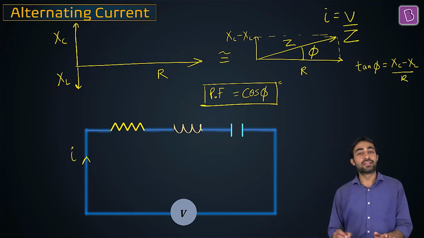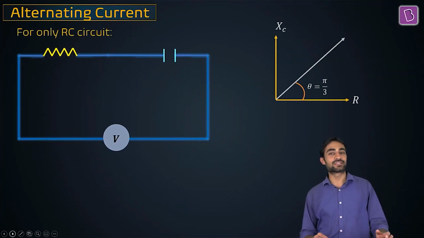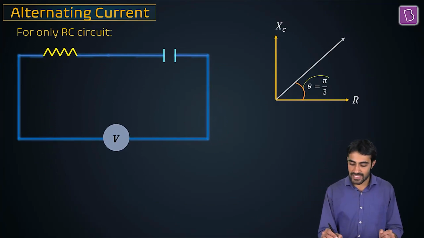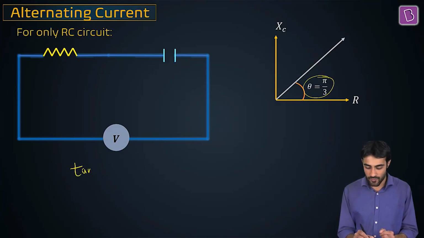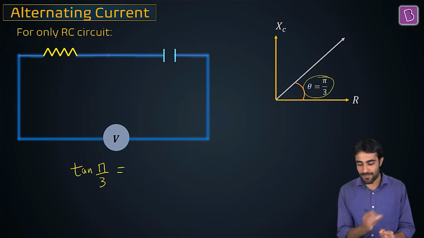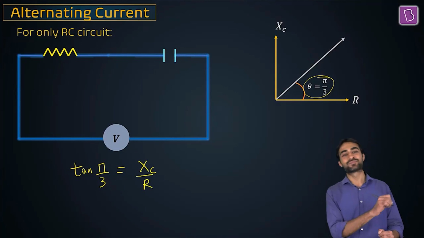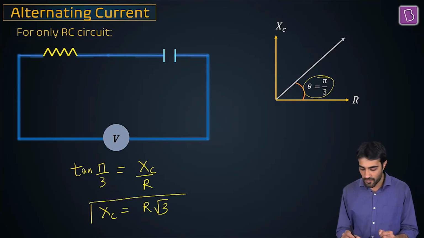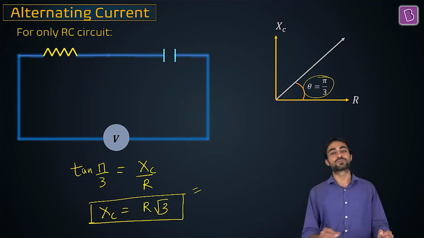In the question, they said they removed this inductor and replaced it with a simple wire. Then the remaining circuit has the phase angle as pi by 3. As we can see from the diagram, tan of pi by 3 is Xc divided by R. From this, we will obtain Xc in terms of R. It is R root 3. Tan of 60 degrees is root 3. So we get Xc in terms of R.